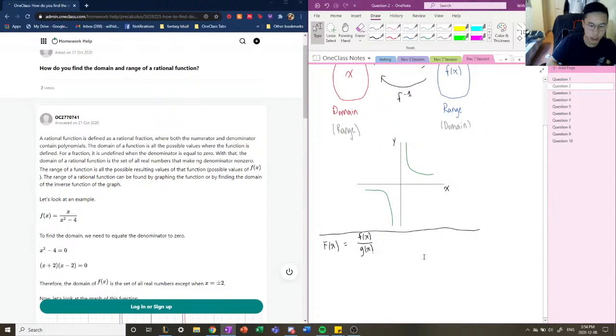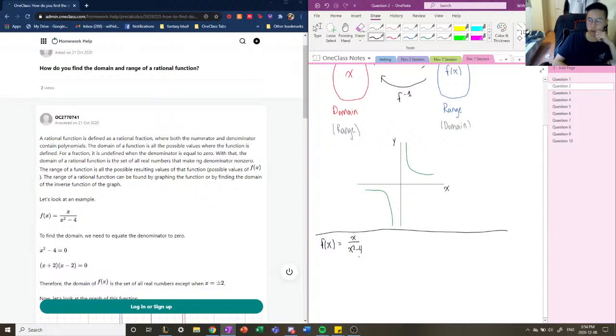All right, so the example here is that we have f of x. Okay, ignore this. This is just an example of this. Okay, so let me just draw another line here. Okay, so f of x equals x minus x squared minus 4.